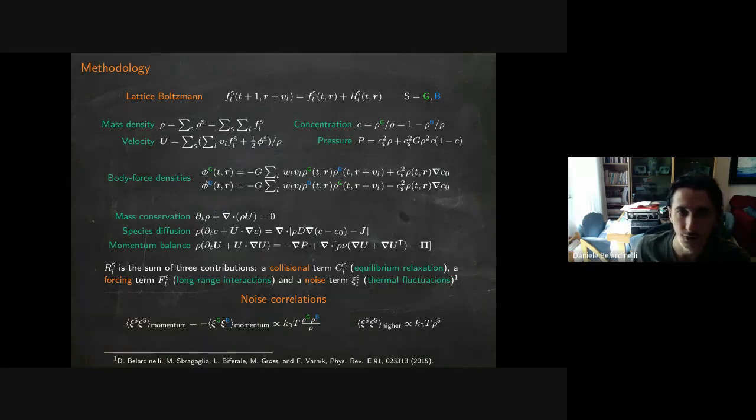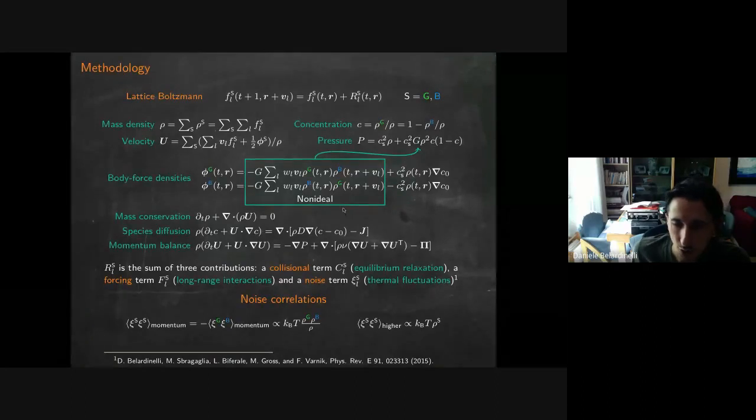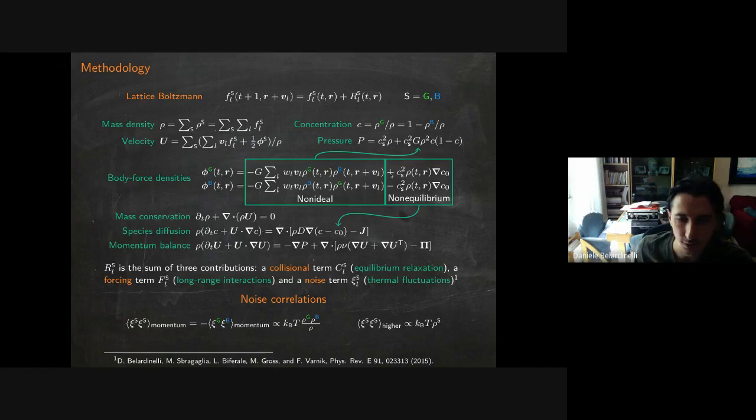Here, the first terms model the non-ideal character of the mixture, a la Shan-Chen, with an intensity parameterized by this prefactor here, G, and they give the non-ideal contribution to the equation of state for the pressure. The second terms, instead, are responsible for the background concentration gradient in the evolution equation for the concentration and do not affect momentum balance since they sum up to zero.